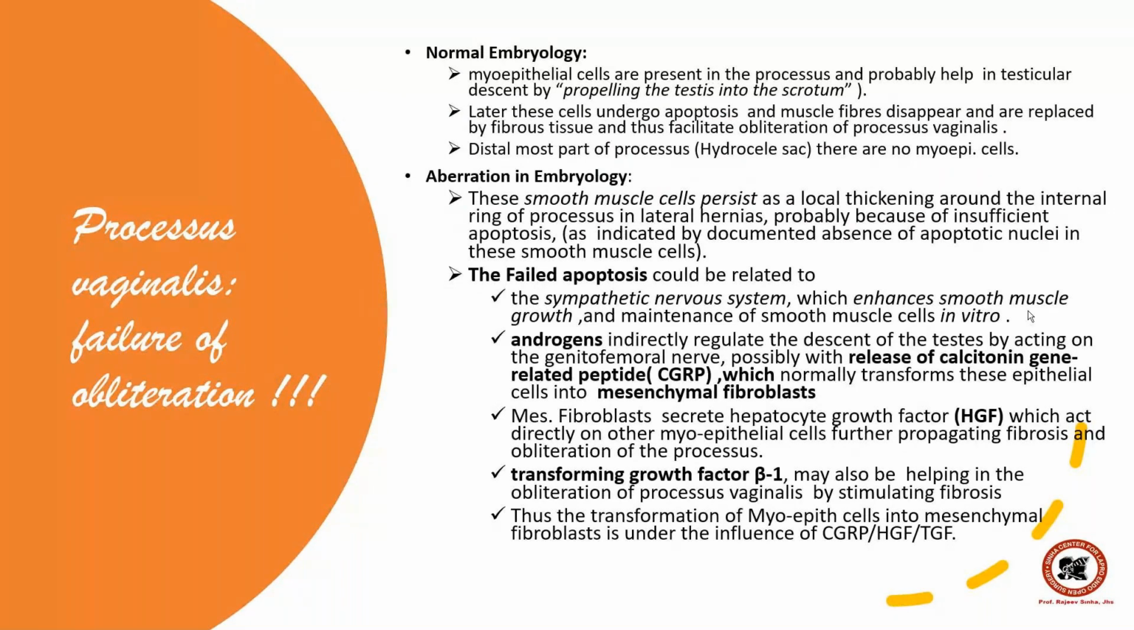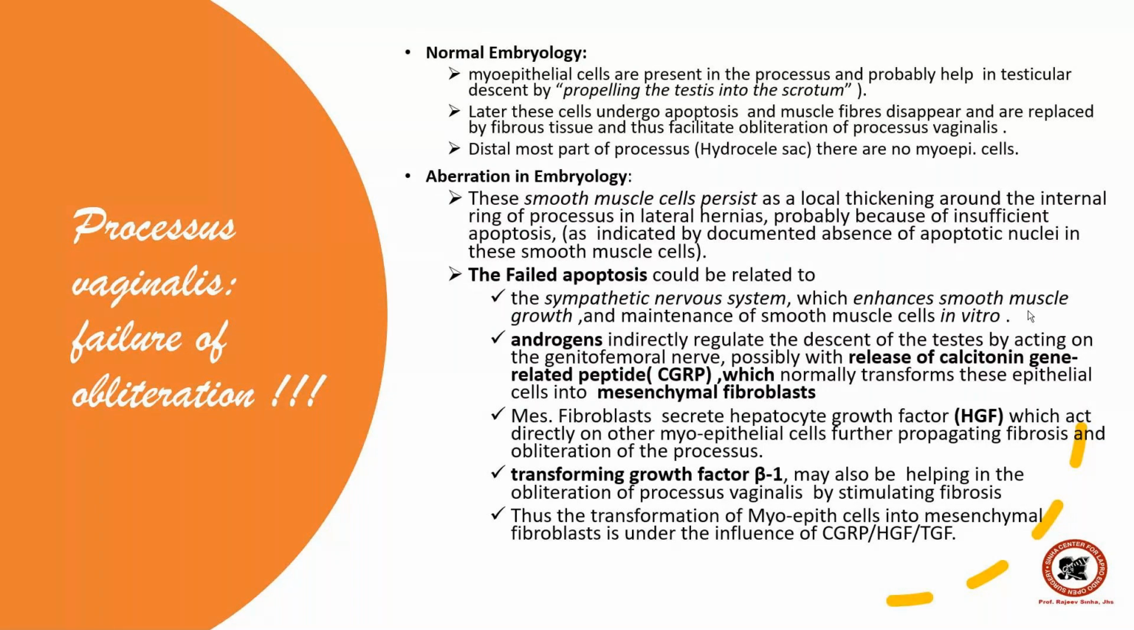One, the sympathetic nervous system enhances the smooth muscle growth. So probably there is something which is stimulating the sympathetic nervous system. It could also be androgen mediated, because androgens indirectly regulate the descent of the testes by acting on the genitofemoral nerve, and it's probably mediated by the calcitonin gene-related peptide or CGRP, which normally transforms these epithelial cells into mesenchymal fibroblasts. So, in addition to propelling the testis, they are also leading to apoptosis of the epithelial cell.